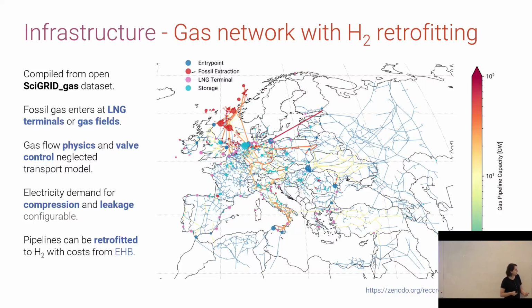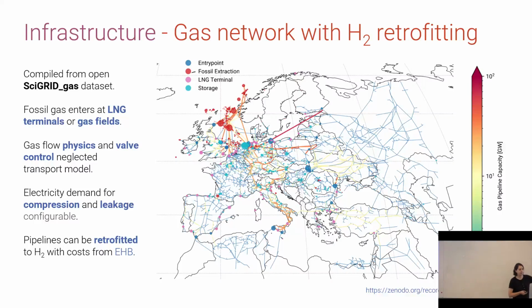There's also a very nice option that allows to retrofit some of the existing gas pipelines into hydrogen pipelines. And this has a certain cost that is coming from the European hydrogen backbone studies, but the cost of retrofitting an existing gas pipeline into a hydrogen pipeline is lower than, let's say, building a hydrogen pipeline from scratch. So you can include this in analysis that relates to where and how much it would cost to build a hydrogen network in Europe.